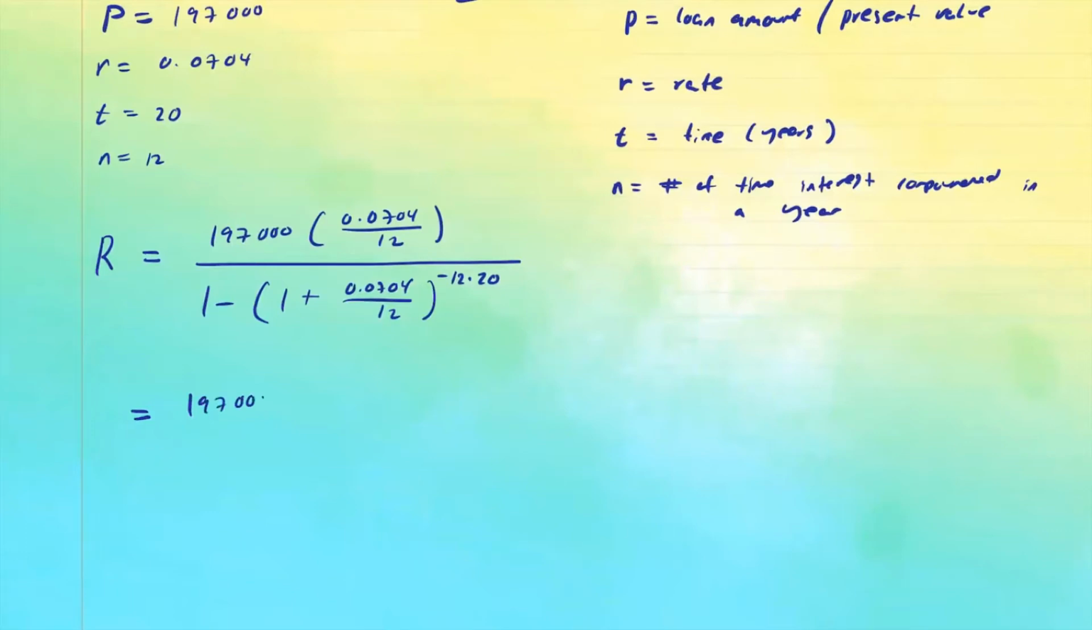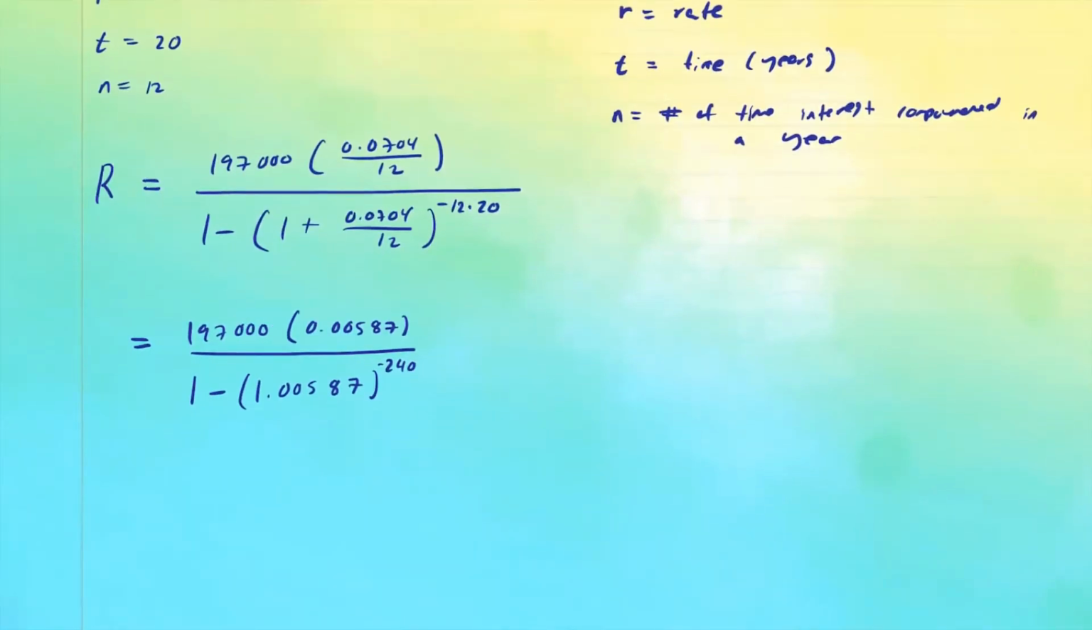So 197,000 times this part right here. When you put this in your calculator, you should get about 0.00587 over 1 minus. So again, the same fraction on top appears here. So that's 0.00587 plus 1. That's going to give us 1.00587. And then I'm raising this to negative 12 times 20. That's going to be about negative 240. Okay, now let's go ahead and plug this into our calculator carefully.